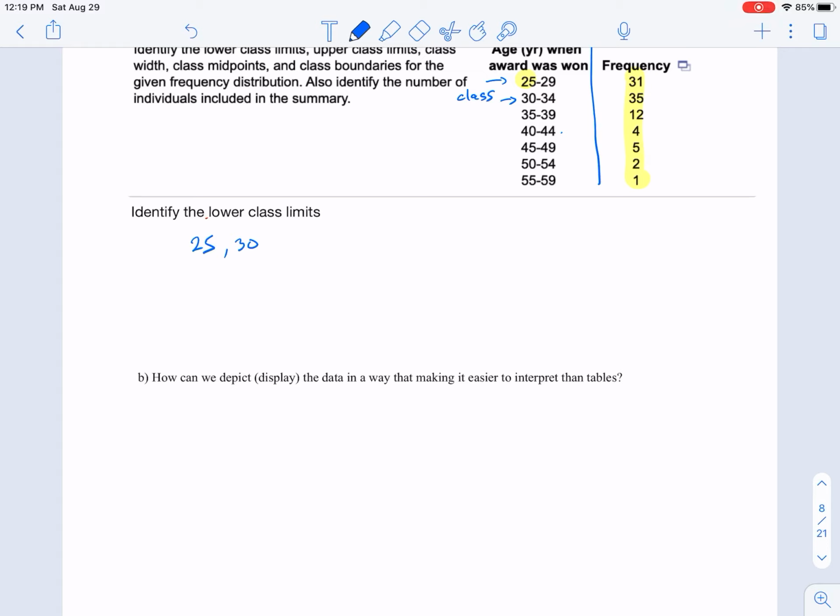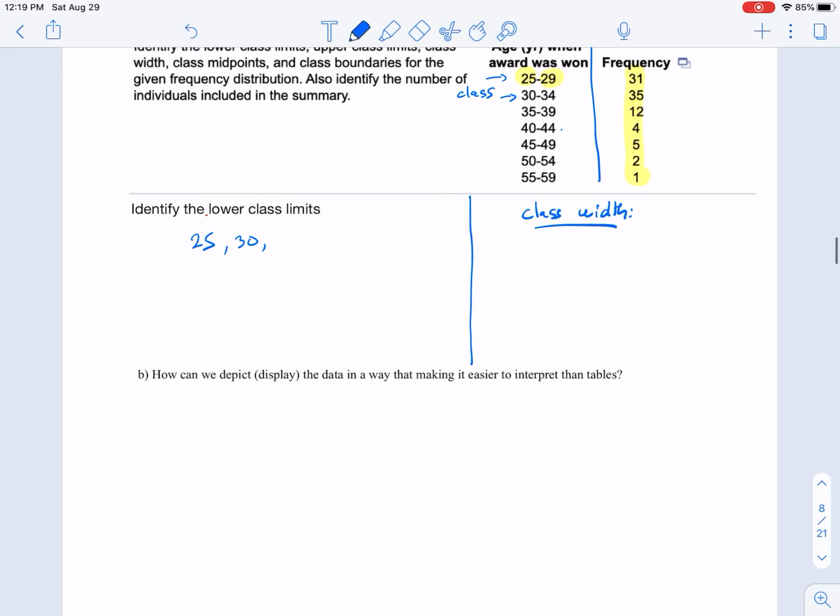There are 7 classes, so there are 5 more numbers. Another thing we want to make note of is class width. The class width is the width from the lower to the upper limit. In this case, the upper limit for the first class is 29, so I'm going to write on this side here: upper limit. The first one is 29, and the next one will be 34. I'm going all over the place here, so just bear with me.